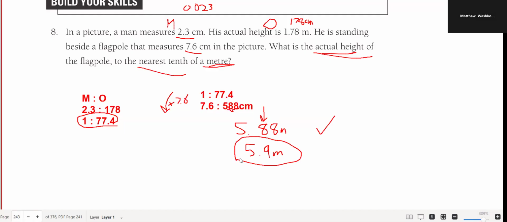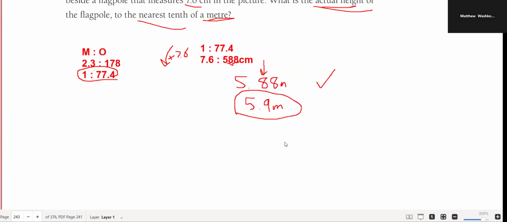Now, at this point, we just have to do a sanity check. Does that seem right? Is a flagpole going to be about 5.9 meters, about 6 meters tall? Yeah, that sounds right. Just do a logic test, right? If I were to tell you that this flagpole was 0.5 meters tall, no, it's not. So yeah, we're correct here.